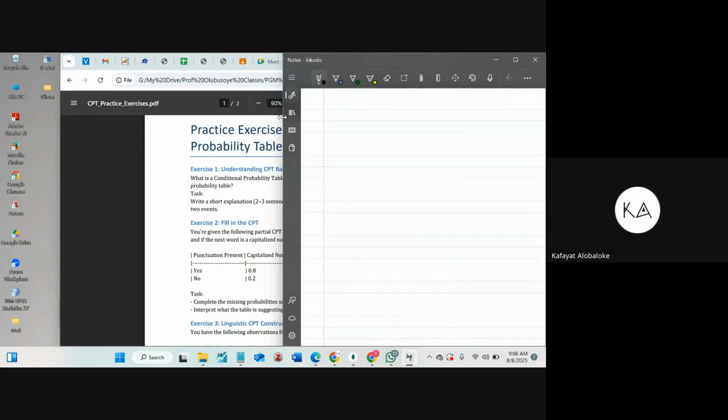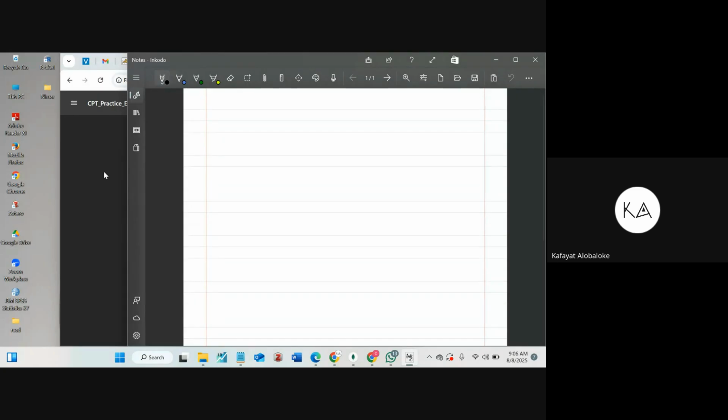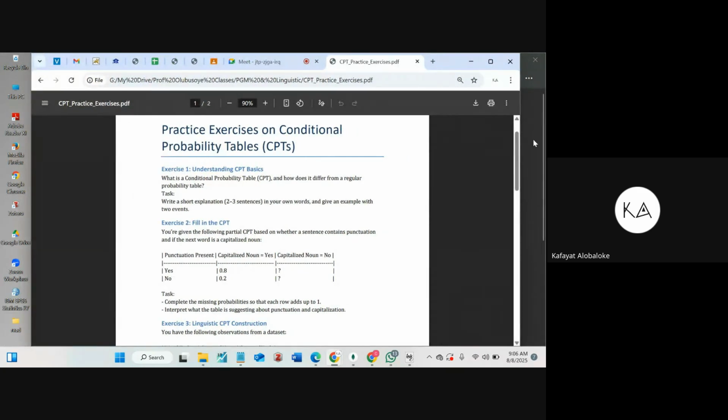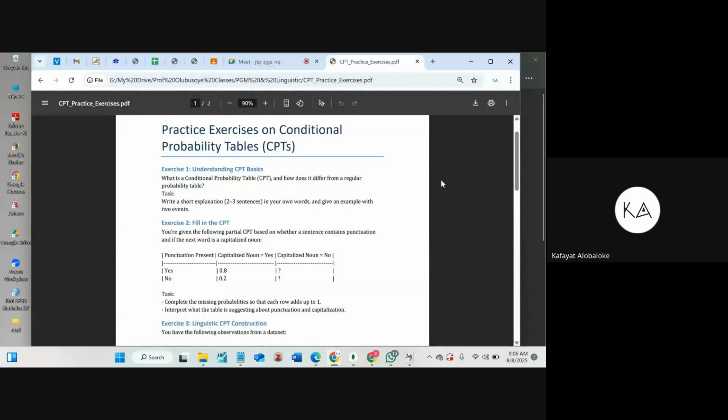Let me use my pen to illustrate what we have here. Can you see my whiteboard? Please confirm that you can see my whiteboard. Yes, yes, I can see from my end. All right, thank you.